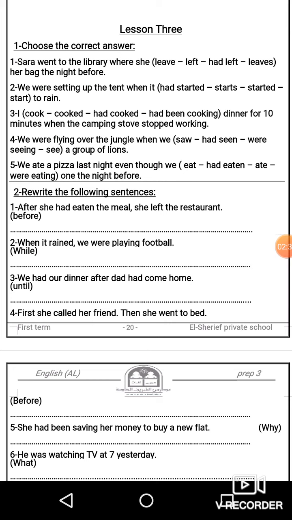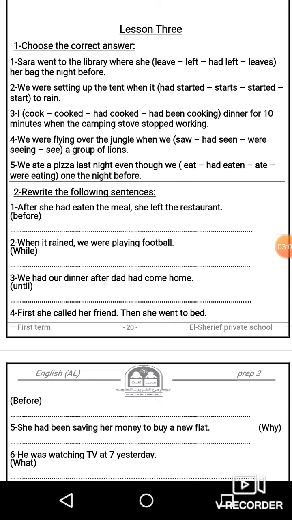Number 3. We had our dinner after Dad had come home. Use until. Yes, also it's in the middle. So we didn't have our dinner until Dad had come home.